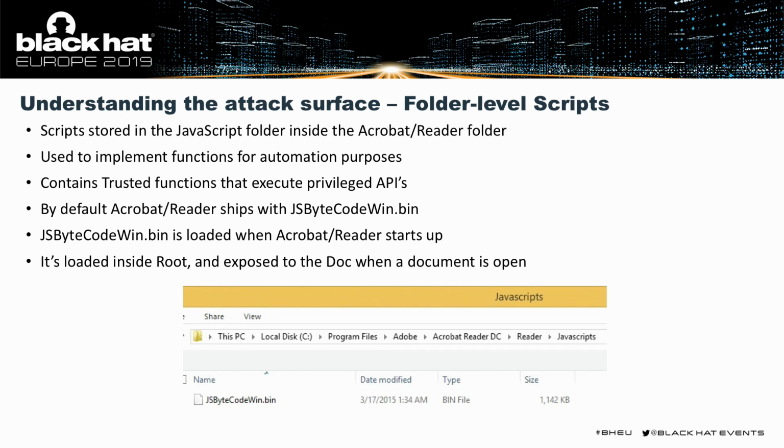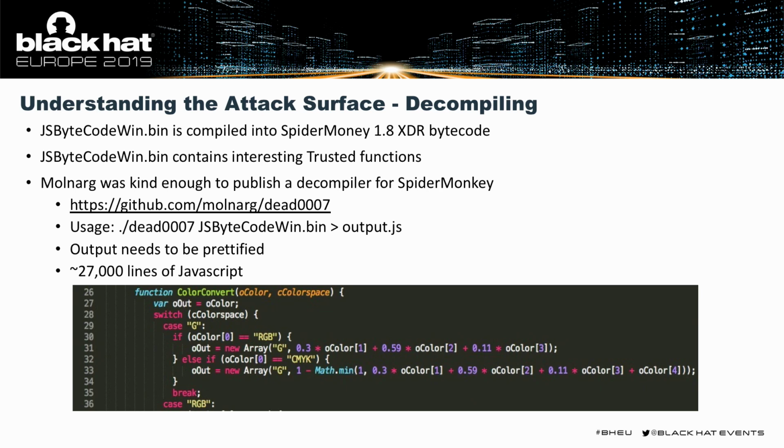By default, there's one directory in Adobe that's actually trusted. If you check your Adobe installation, there's a directory inside it called JavaScripts. If you dump any script inside that, then basically you can execute privileged APIs. There is one file inside that directory that comes by default. It's a bin file, and that bin file is compiled SpiderMonkey bytecode.